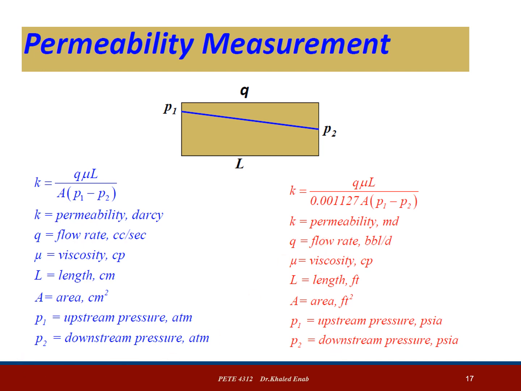Let me get the pen. 0.00127, and here are the units that you'll be using: millidarcy, barrels per day, centipoise, feet, square feet, PSIA, PSIA. Okay, so SI unit and field unit.